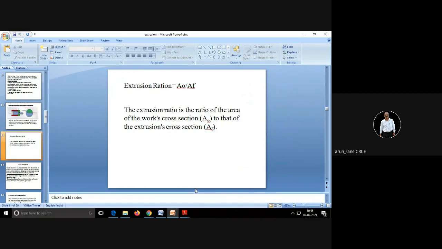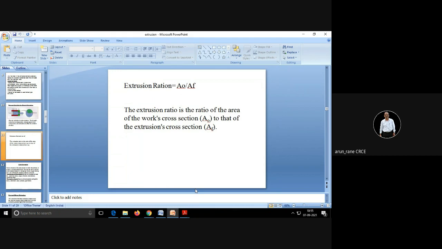So how do you calculate the extrusion ratio? The selection of the press or the die design depends upon the extrusion ratio. What is the extrusion ratio? The extrusion ratio is defined as the ratio of the area of the work's cross section to that of the extrusion's cross section. That is, how much it was initially and how much it is afterwards. That is what is called the extrusion ratio.